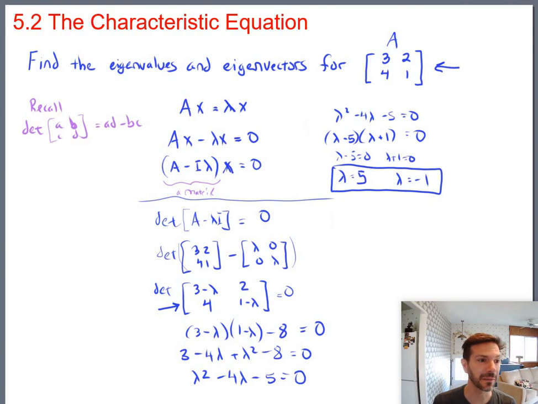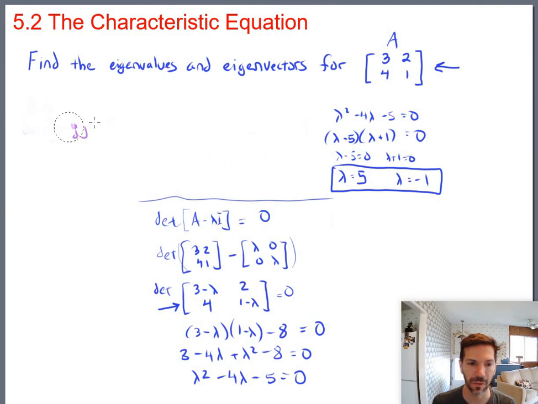And I am going to give myself a little bit of room here. Okay, so let's find one of the eigenvectors. That does mean we are trying to solve (A minus lambda I) x equals 0. We just solved this for lambda. Now we're going to try to solve it for x, now that we know what the lambdas are.